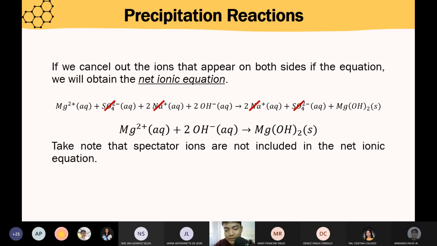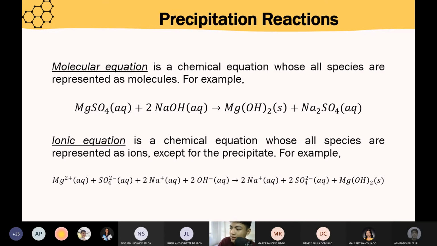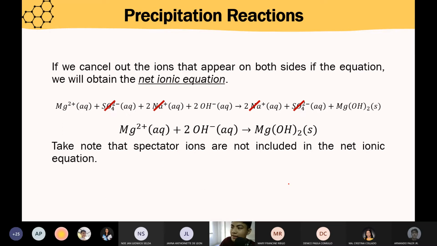Pwede ka mag-cancel out ng similar ions, okay? So, tignan nyo, ano yung similar ions dito? We have the sodium on the left, we have the sodium on the right. Ano pa yung similar? We have the sulfate here, sulfate there. So, since may similar ions before and after the reaction, you can cancel them out. Once you cancel them out, you will get the net ionic equation. Kung ano yung natira, yun yung net ionic equation mo.